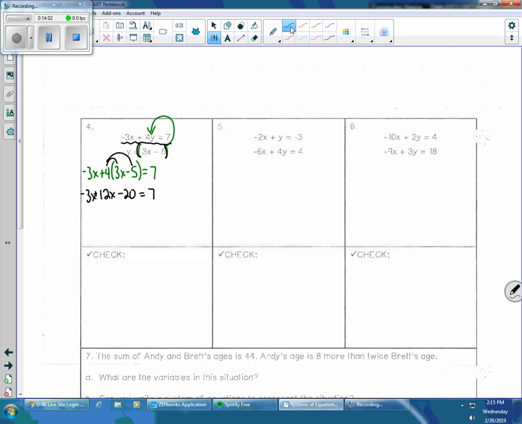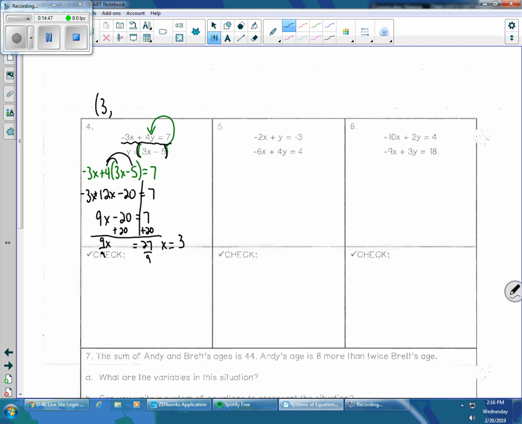Now I can combine like terms. So please pause the video and make sure that you're able to combine like terms here. 9x minus 20 equals 7. I'm going to add 20 to both sides. 9x is left on my left, equals 27. Divide by 9, and x is going to equal 3. And again, I wish they had given us a little bit more work room here. So my x is 3.